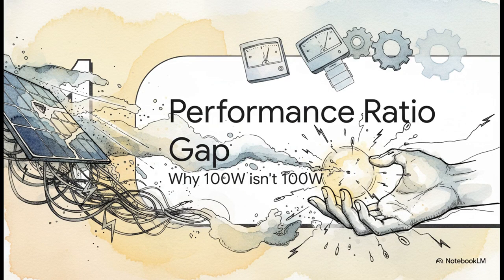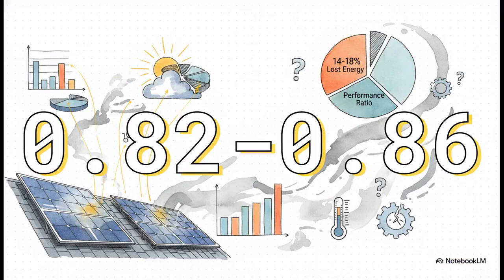All right, let's kick things off with Section 1, the performance ratio gap, and why 100 watts doesn't equal 100 watts. When you're designing a PV system, you just have to account for the physical reality that it will never, ever capture 100% of its potential energy. Real-world system performance typically lands at a performance ratio somewhere between 0.82 and 0.86. That means right off the bat, before we even get into the nitty-gritty specifics, there is a mystery of 14 to 18% of potential energy that is completely lost. So let's see if we can account for every single one of those missing percentage points together.